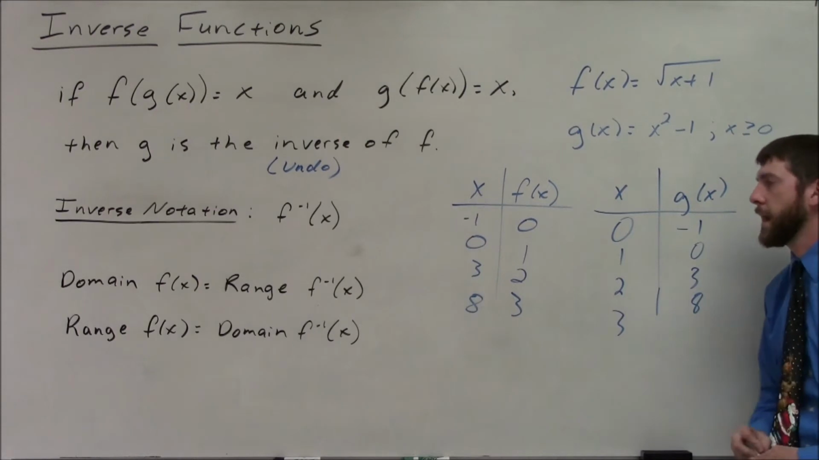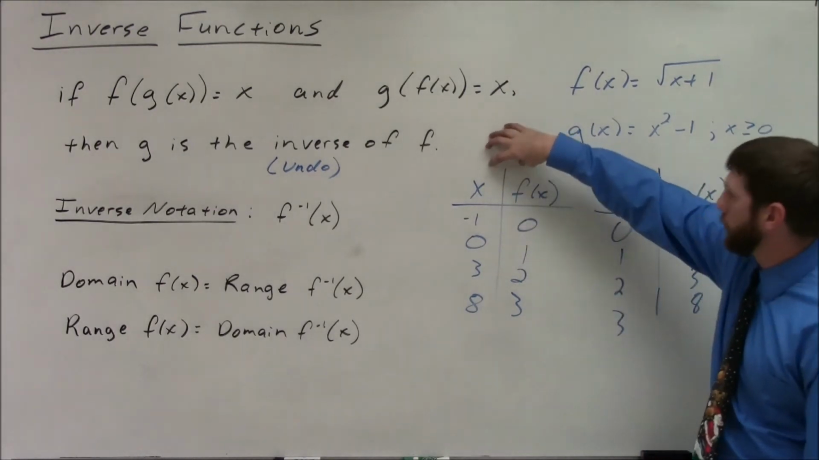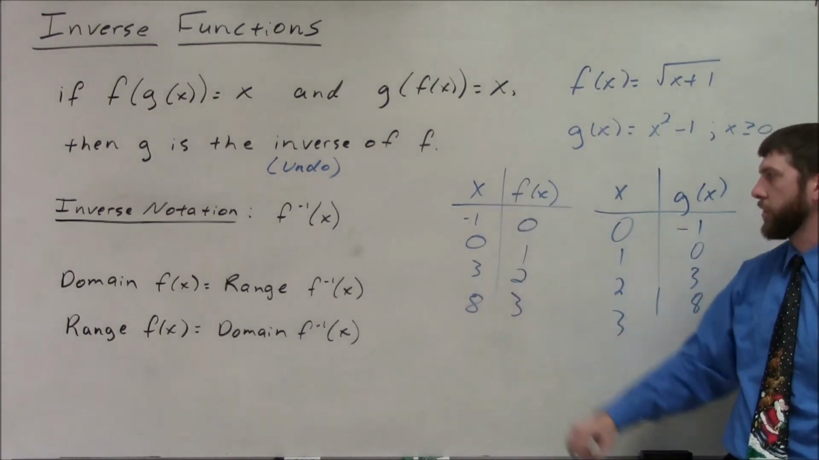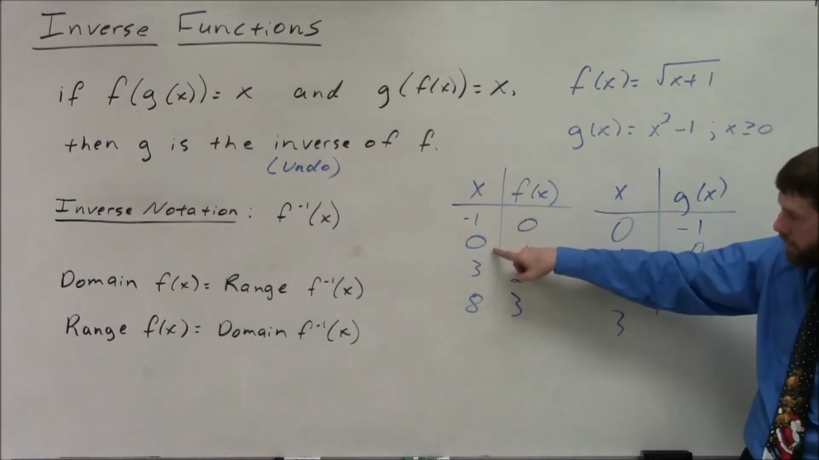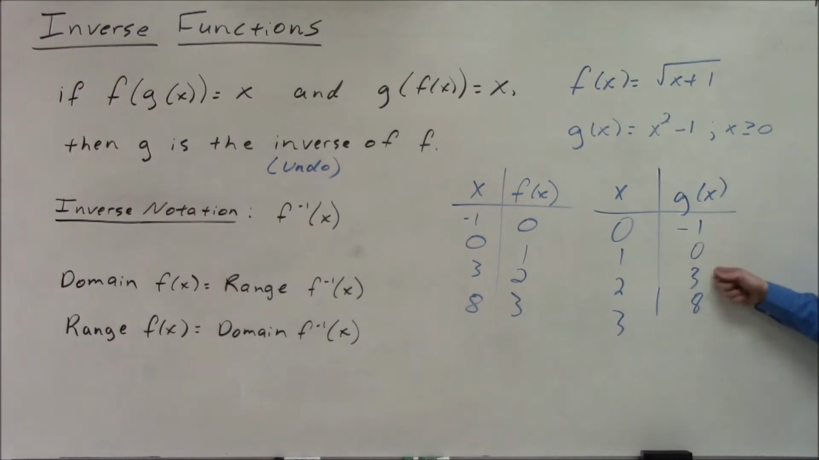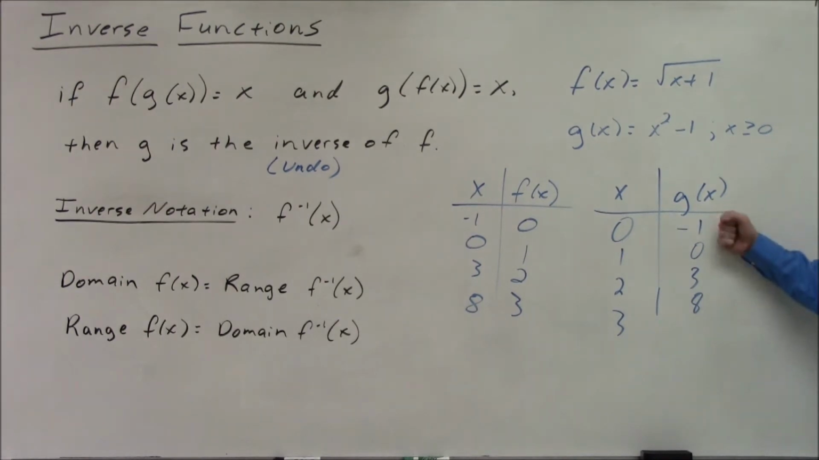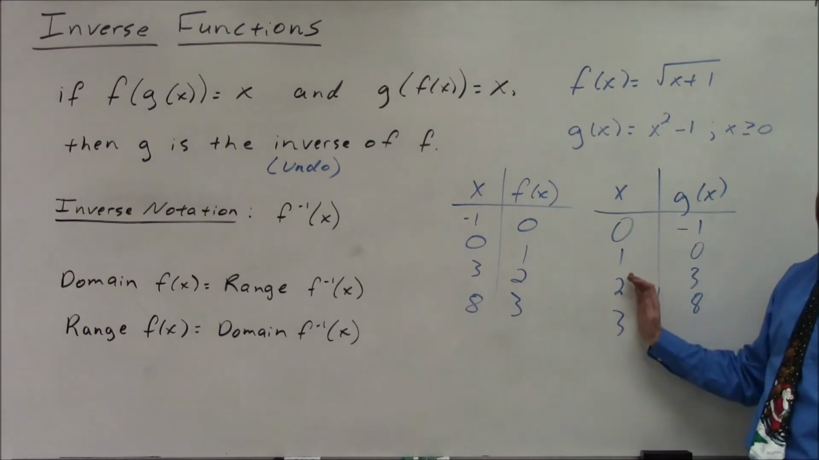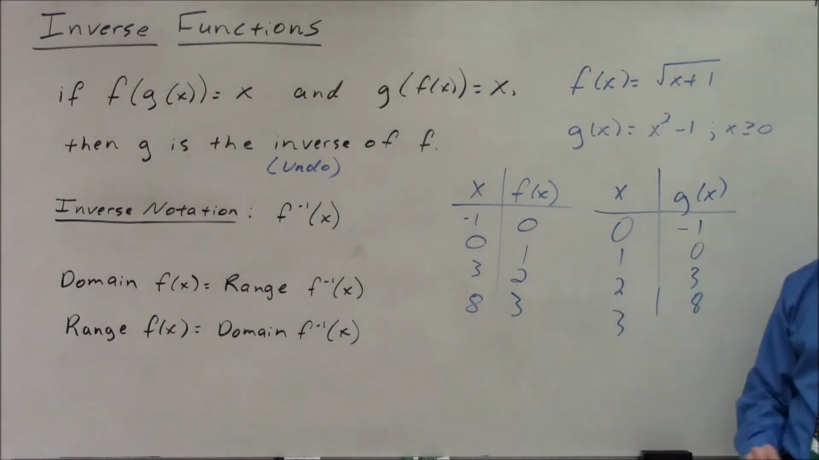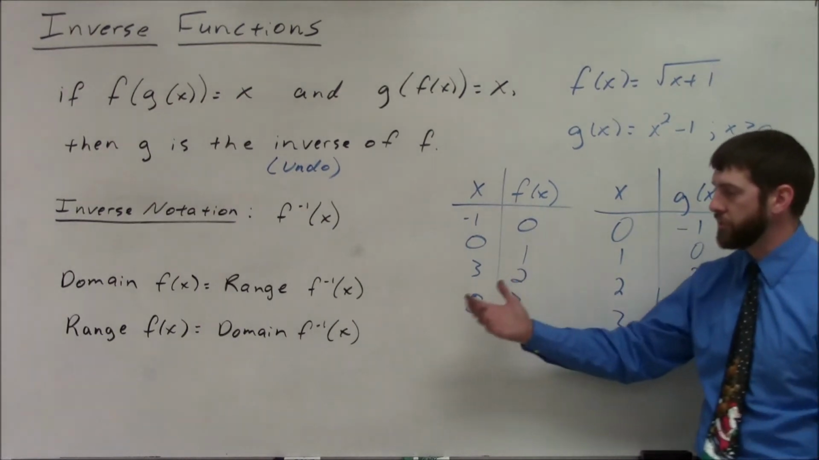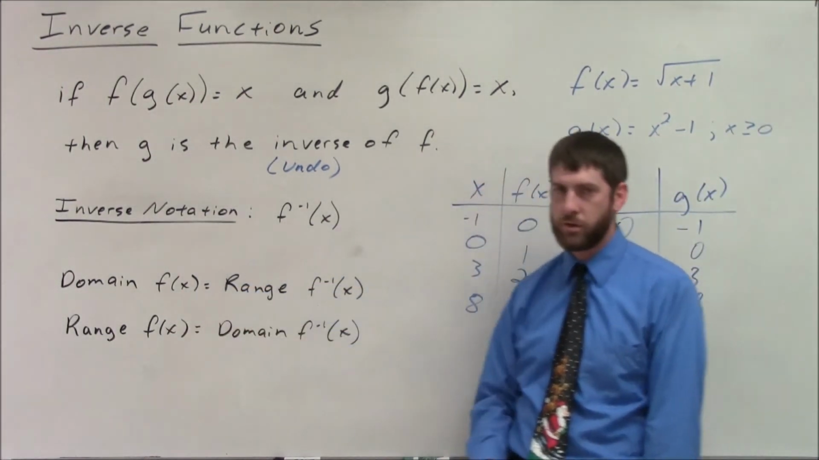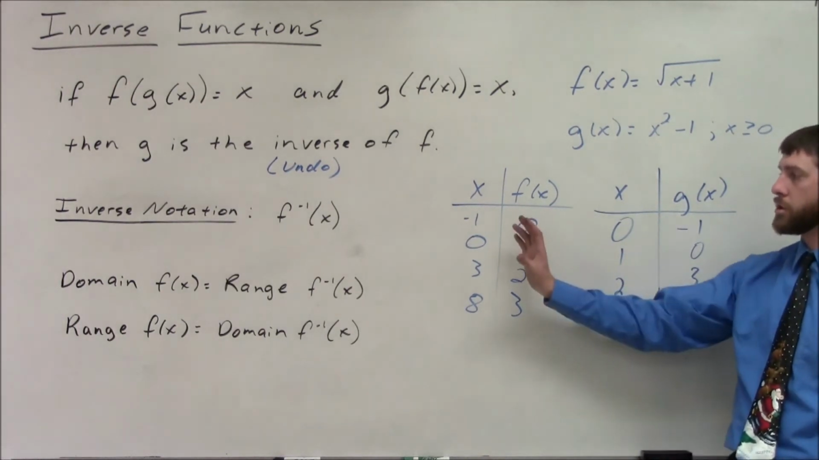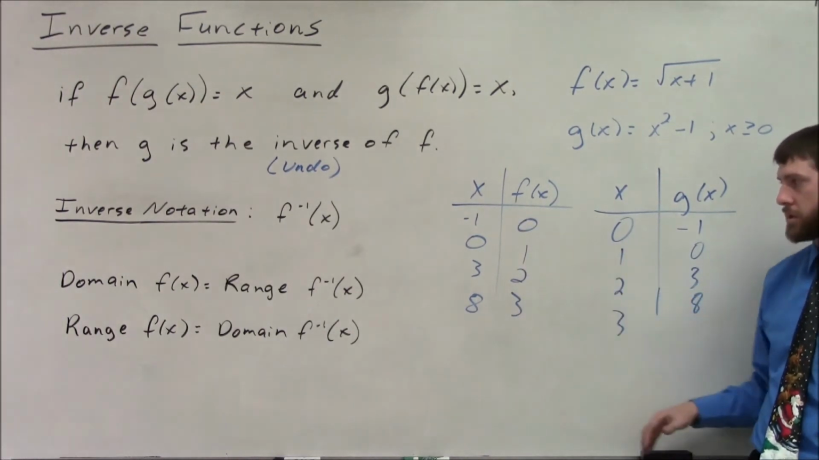So what do we notice happens from one function to its inverse? The domain values for this function are -1, 0, 3, 8. Well, that's what the range values, the output values for the inverse function happen to be. And the domain values for this function were the range values for that function. So the domain of one is equal to the range of the other. So that's how we're actually creating these inverses. We're just swapping the domain and range of each of those functions.